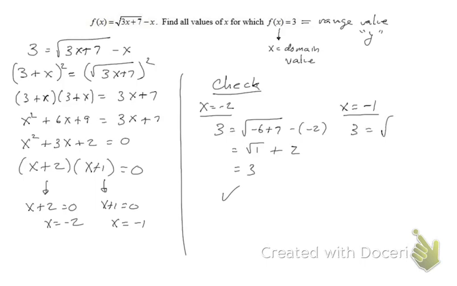3 must be equal to the square root of 3 times negative 1, which is negative 3, plus 7 minus a negative 1. Inside the radical, negative 3 plus 7 is 4. Subtracting negative 1 is the same as adding 1. And then the square root of 4 is 2. 2 plus 1 is 3. So this will check as well. Because of that, both of these solutions will work, and my solution set is negative 2, negative 1.